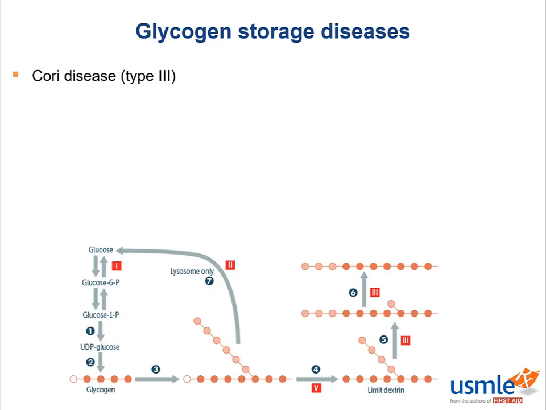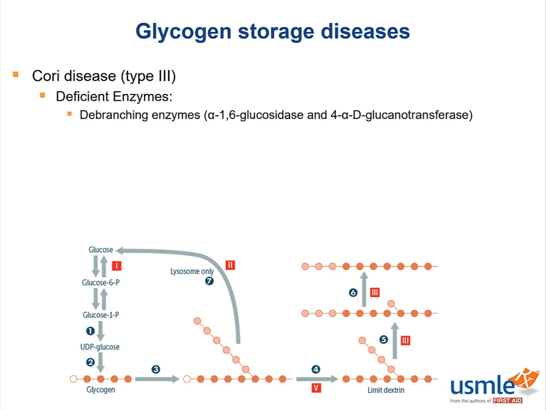Next, we have Cori disease, or type 3, which affects the Roman numeral 3 in this diagram. The deficient enzymes are the debranching enzymes, alpha-1,6-glucosidase and 4-alpha-D-glucanotransferase. This is not to be confused with alpha-1,4-glucosidase we just talked about for Pompe disease, because remember, the P's in Pompe and pump are the first and fourth letters. This is why that mnemonic is so helpful, because the enzymes are really similar and literally just one number different.